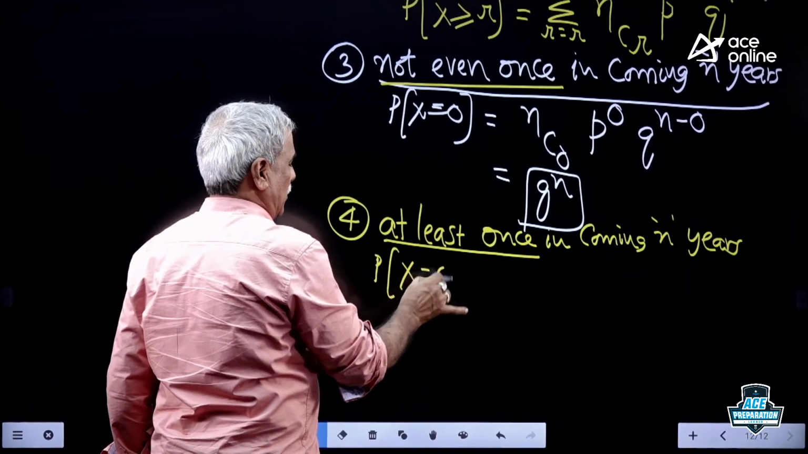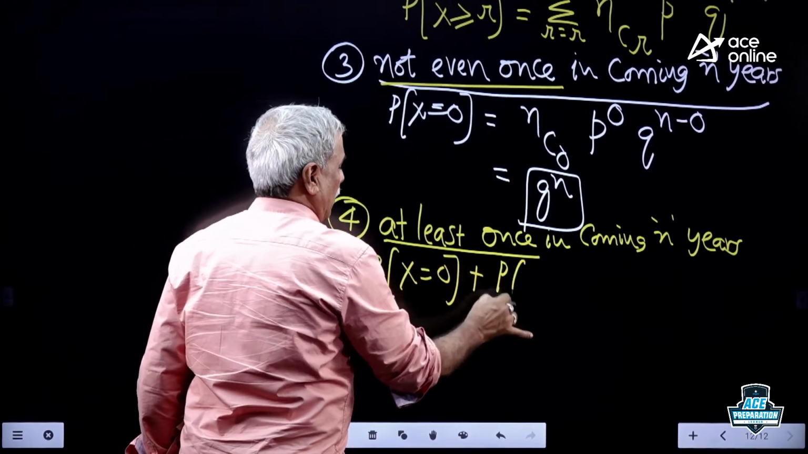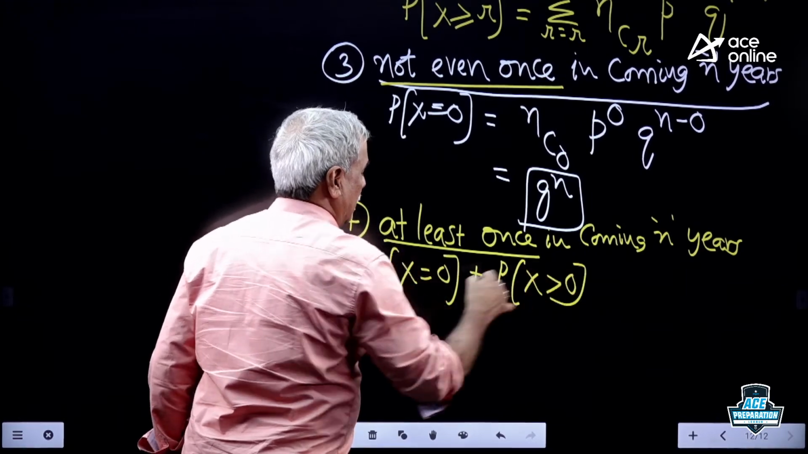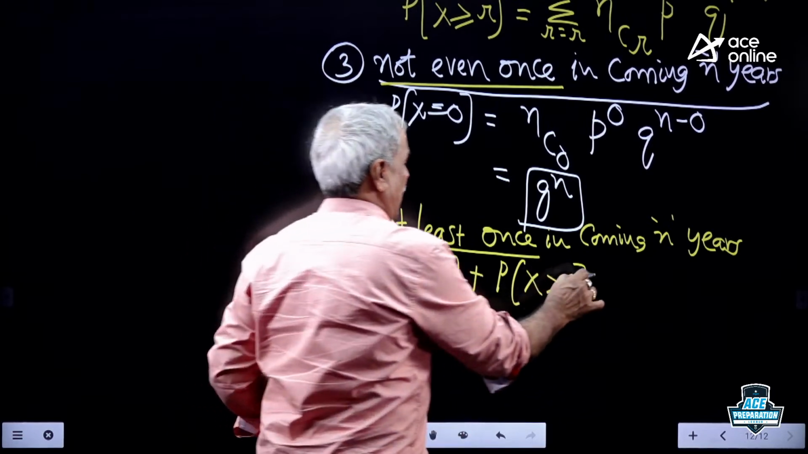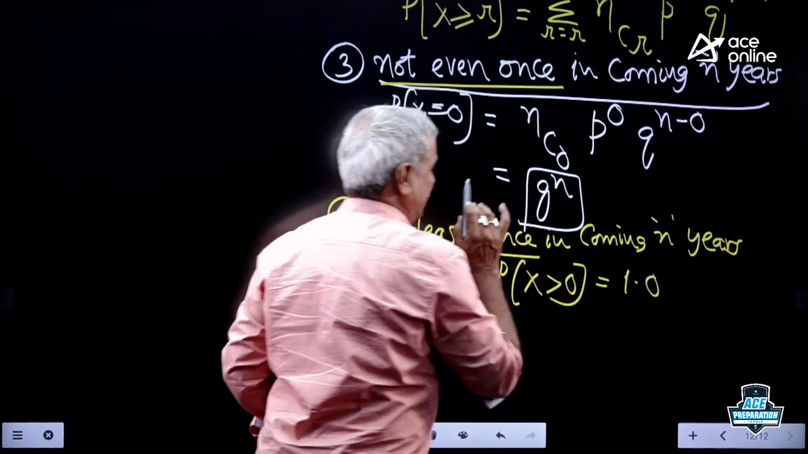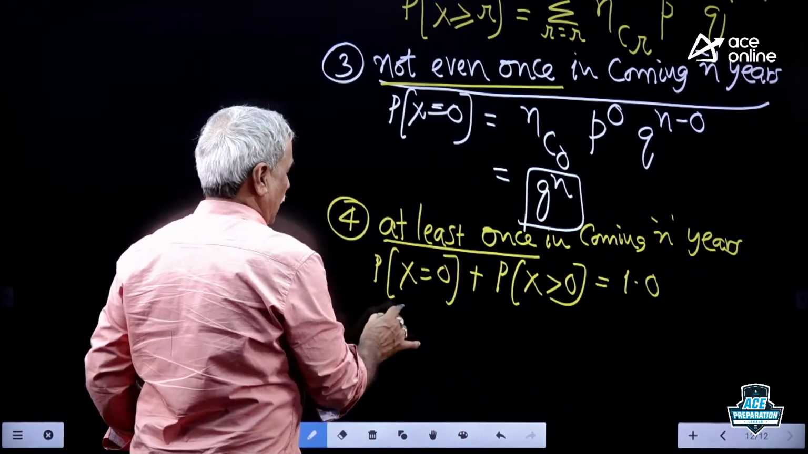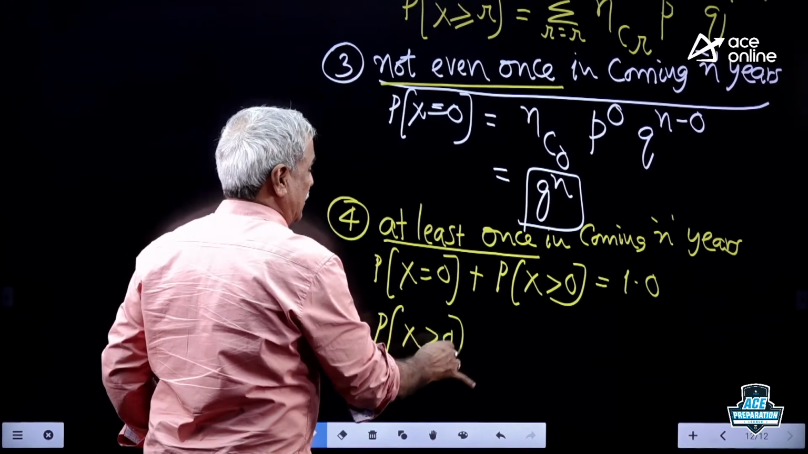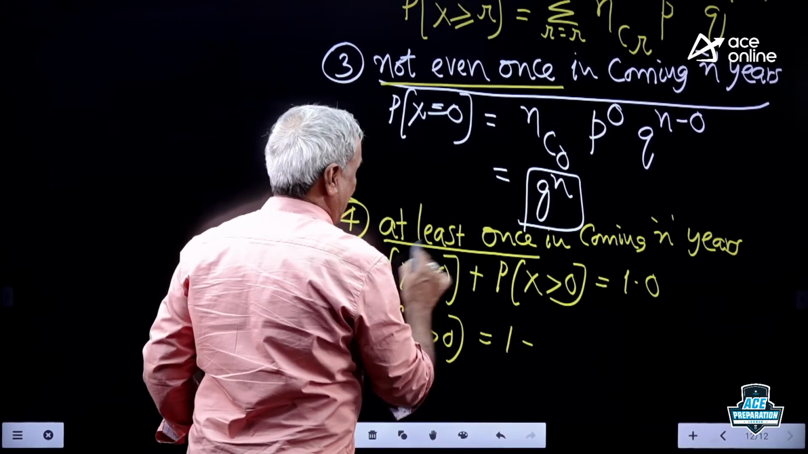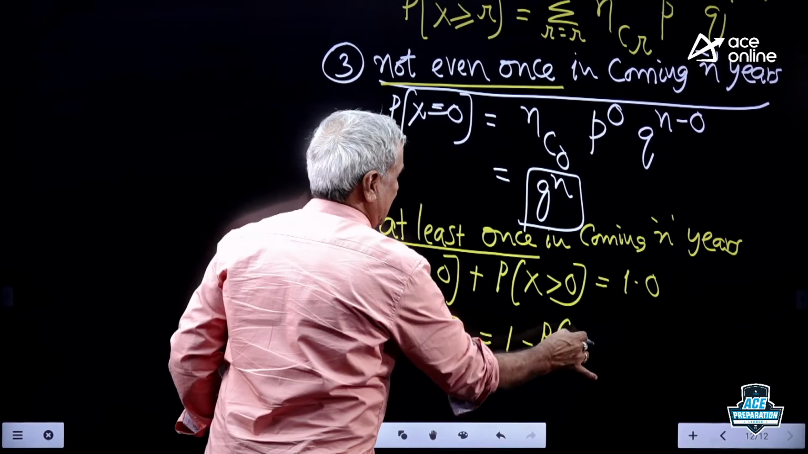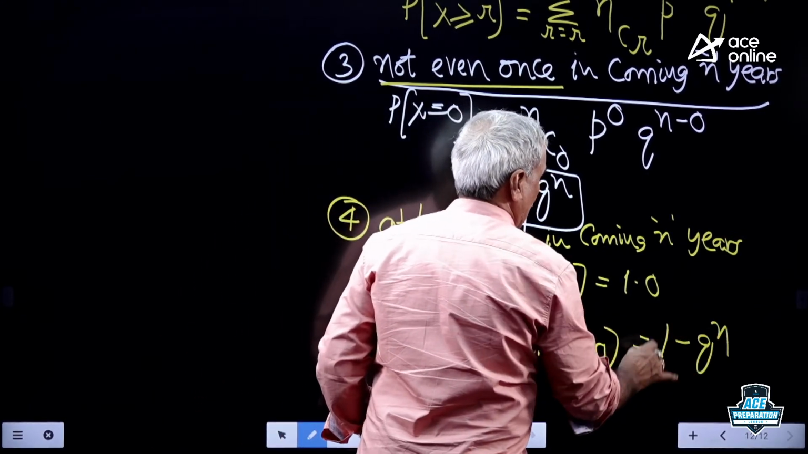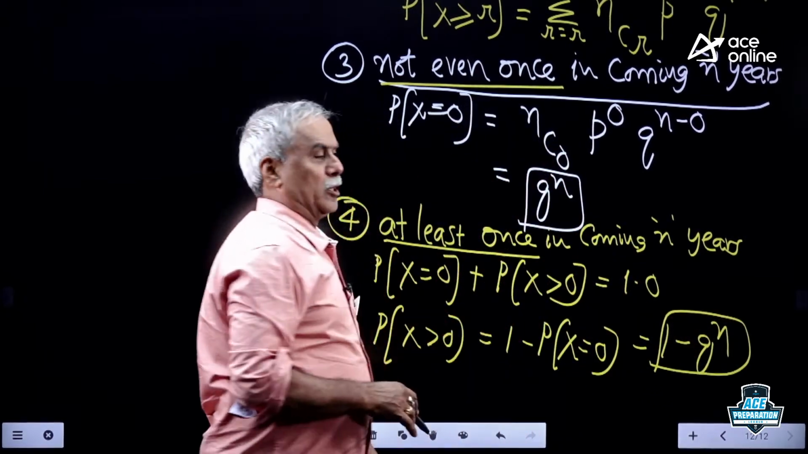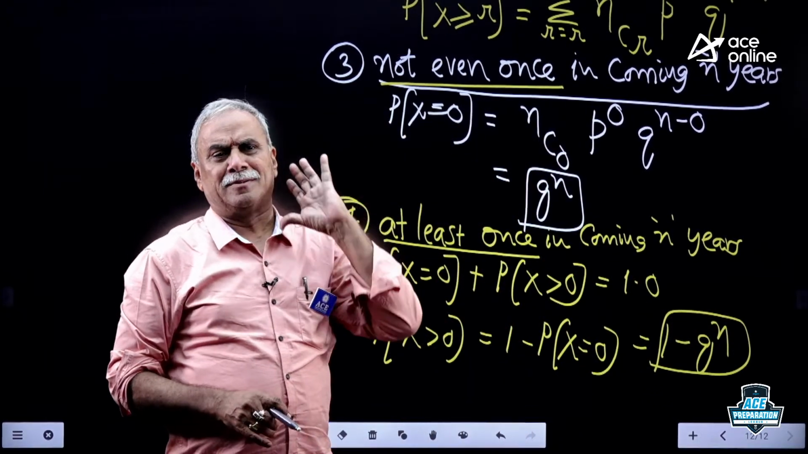Probability of x is equal to 0. Probability of x greater than 0. This is not even once. This is at least once. The sum of these two probabilities is 1. I want probability of x greater than 0, meaning at least once: 1 minus probability of x is equal to 0. This is a very important formula of the entire subtopic.